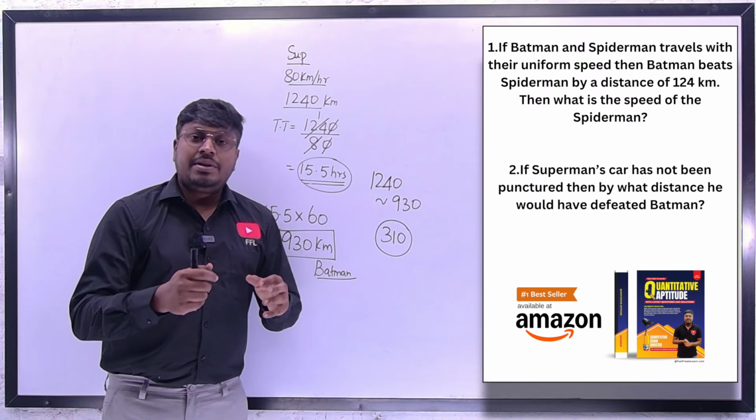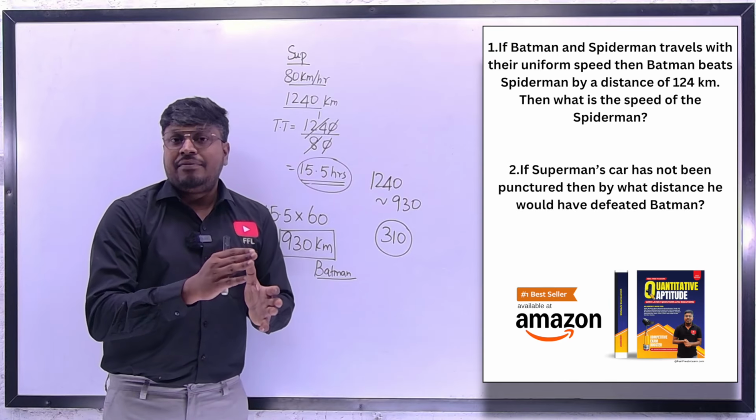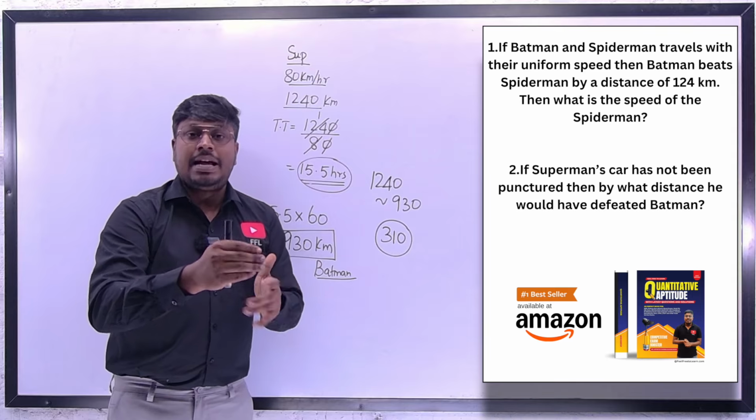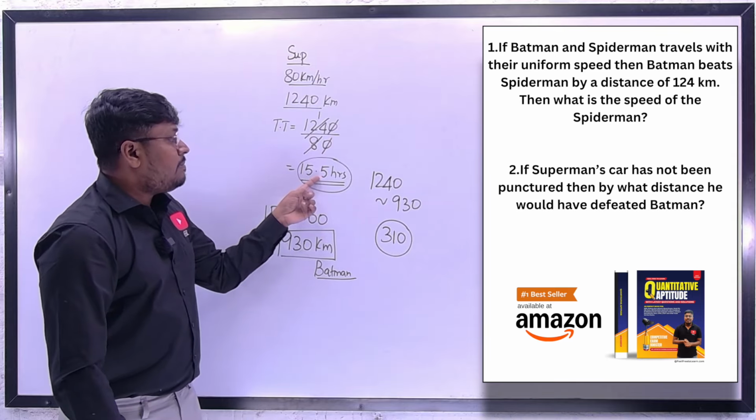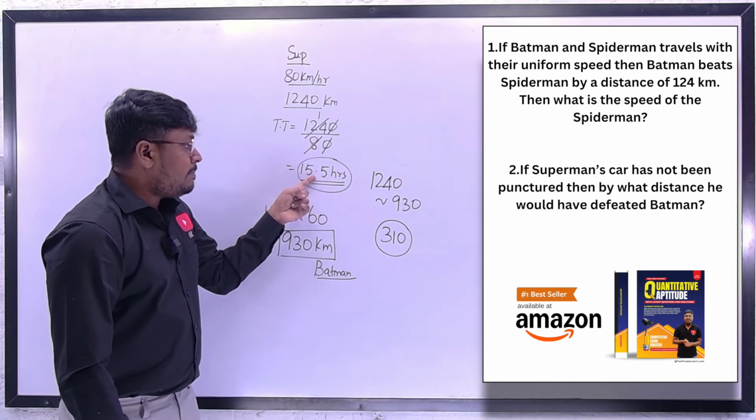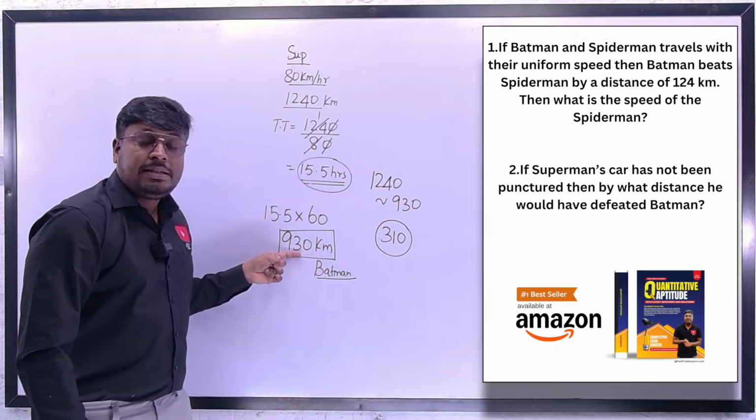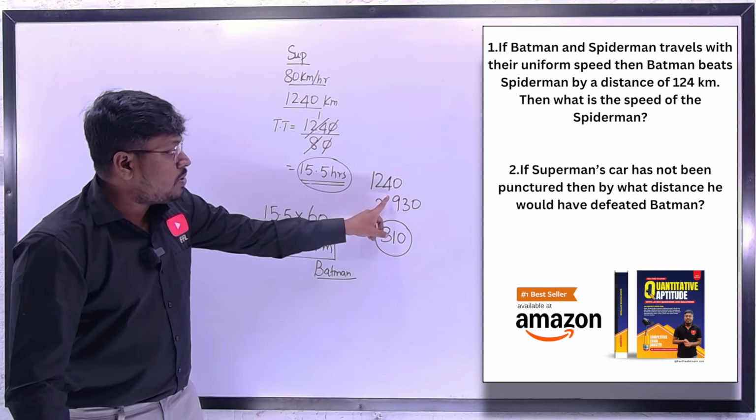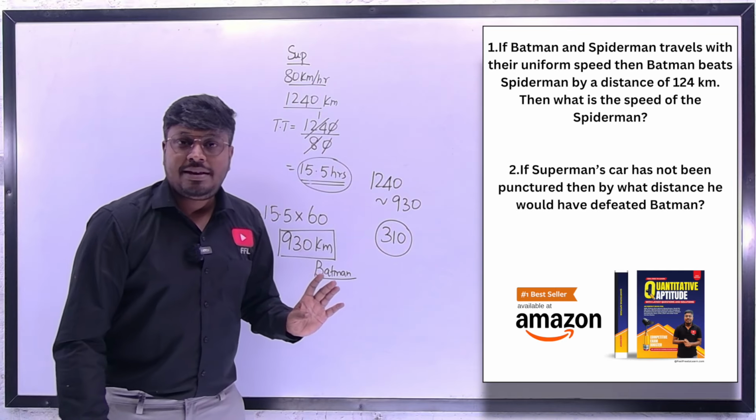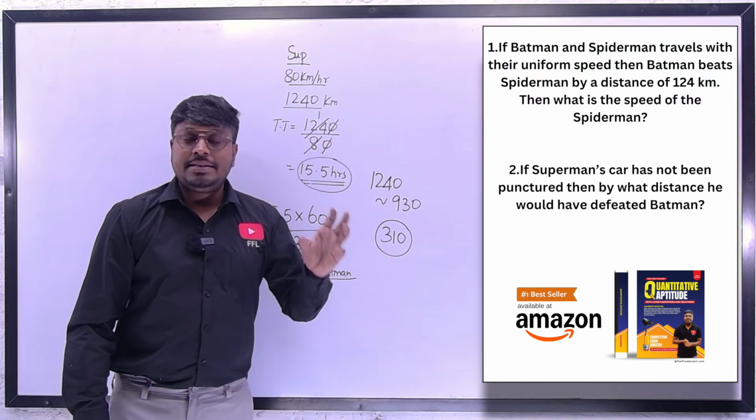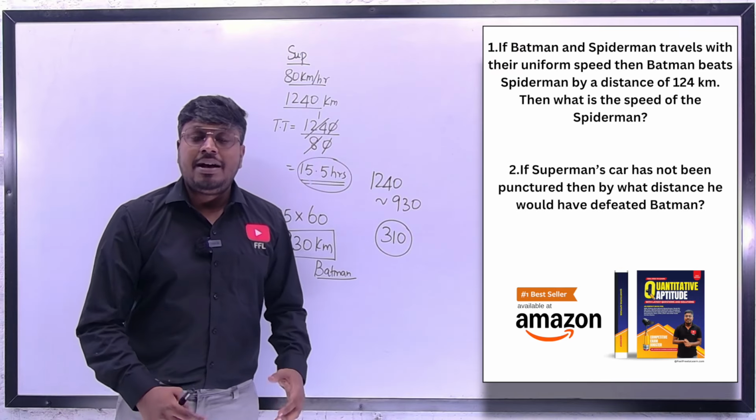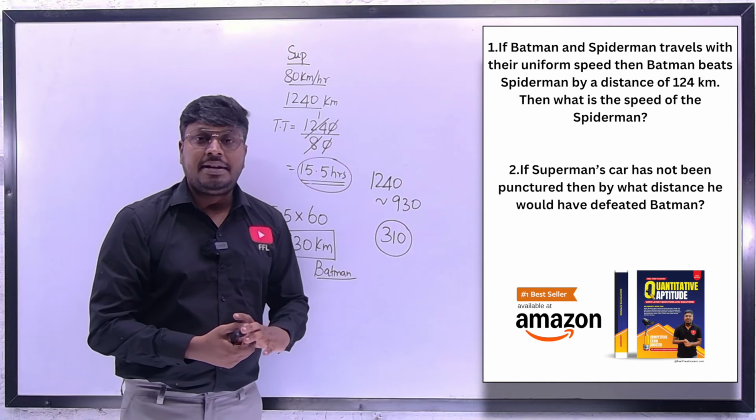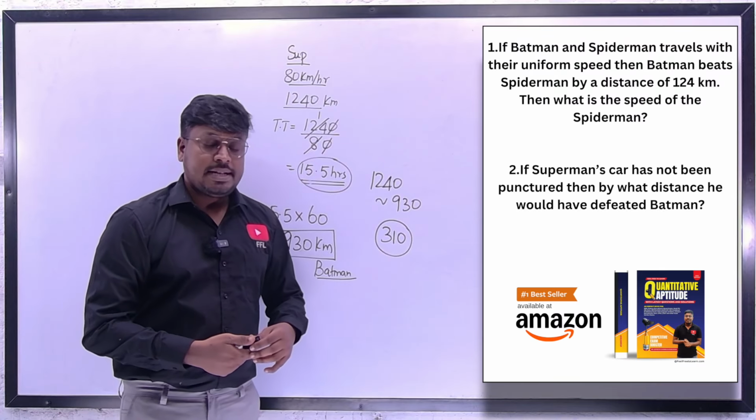So the answer for this question is 310, because we have to see the difference between the distances traveled by both persons. In this time, he finished the race. In the same time, the Batman was at the point of 930 kilometers. So what is the difference between the distances? 1240 minus 930 will be 310. So 310 is the difference, the distance by which Superman defeats the Batman, 310 kilometers, which will be the answer for this question.